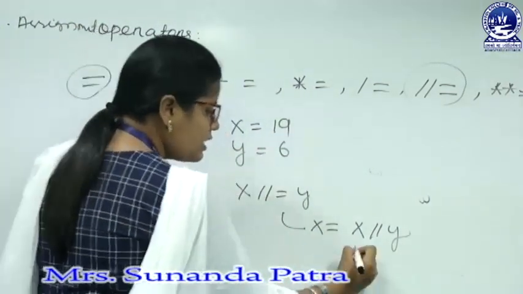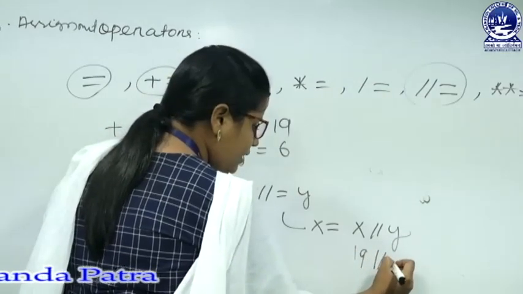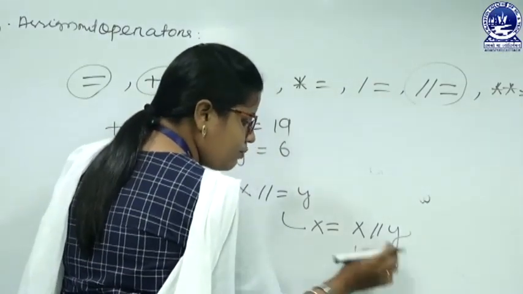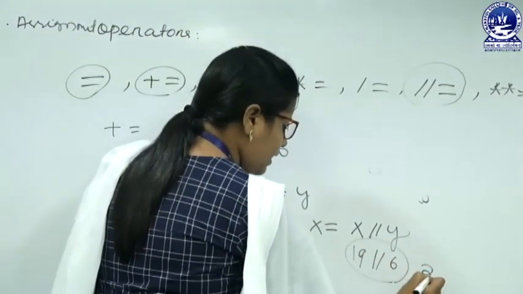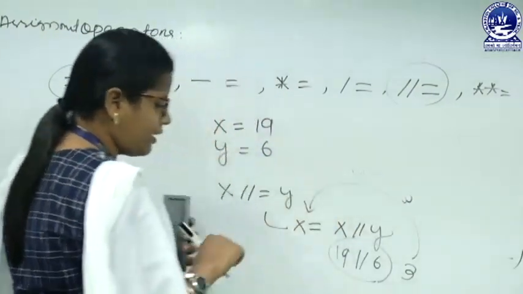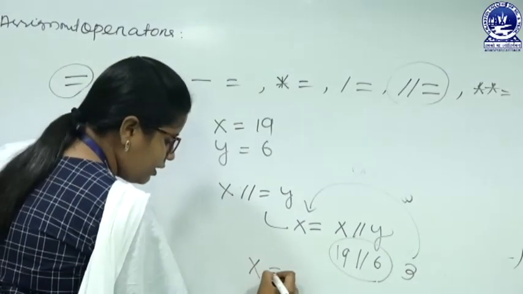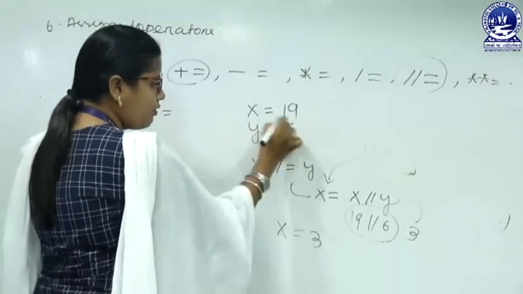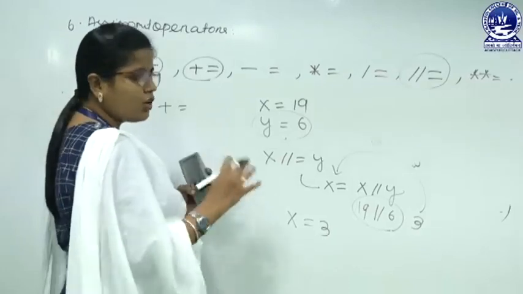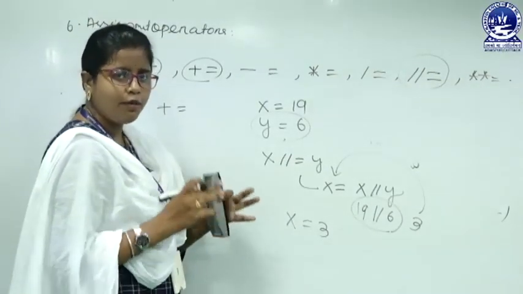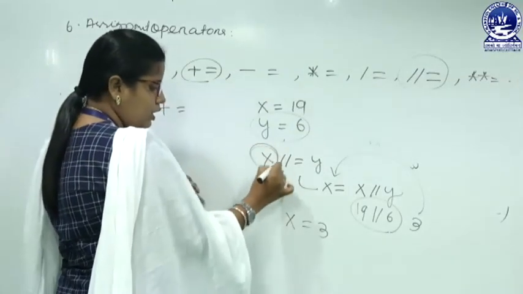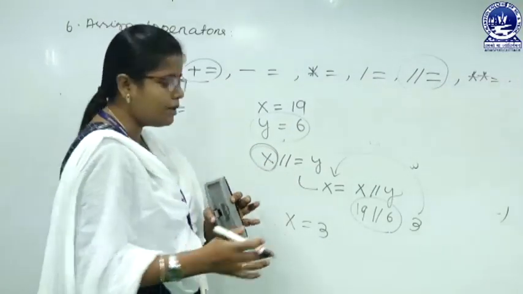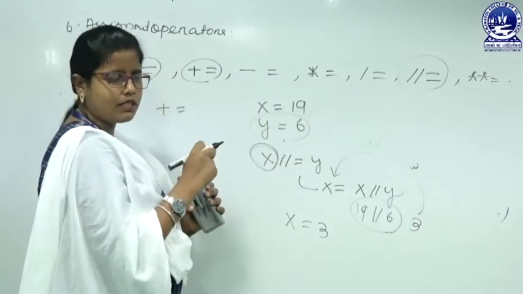That is 19. So, 19 floor divided by 6. So, 19 floor divided by 6 will be what? 3. The answer is 3. Then that will be assigned to the variable x. So, now we have x equals 3, but the y value is unchanged because we are not updating the y value. We are simply updating the leftmost value, that is x. The left operand will get updated by these compound assignment statements.